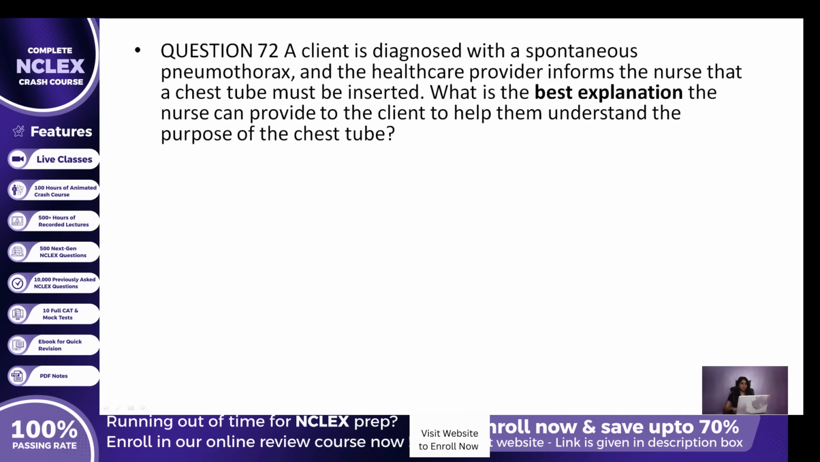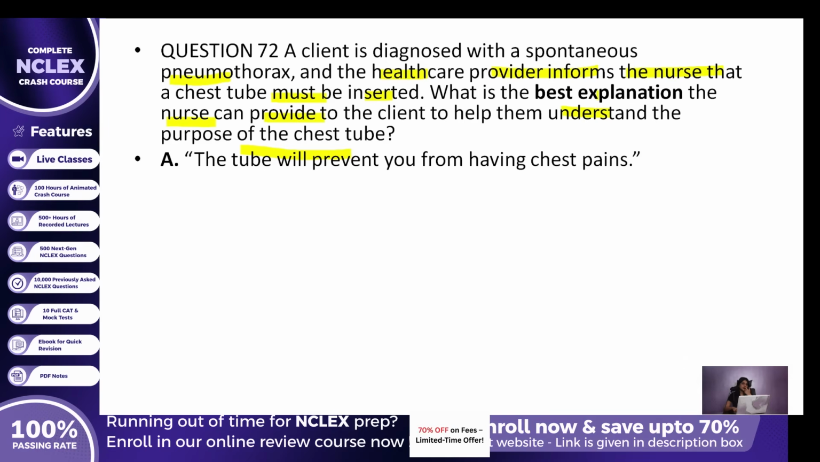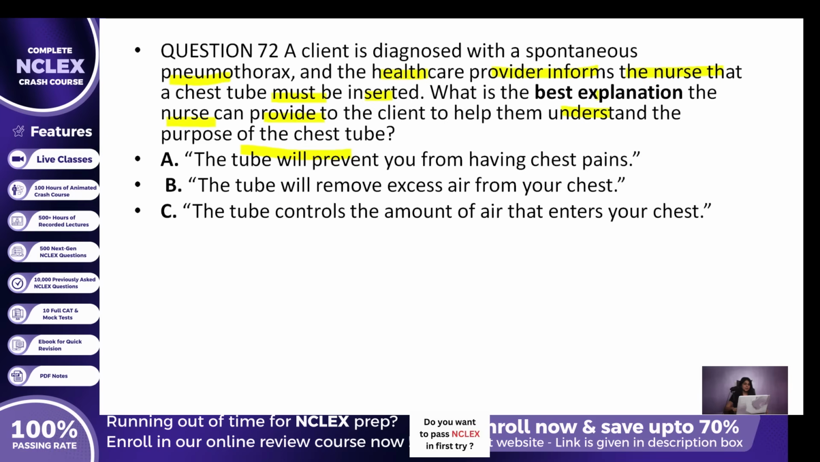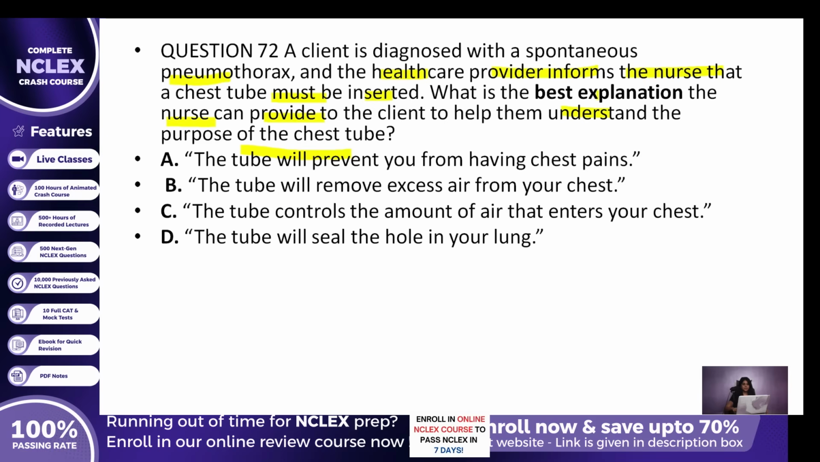Question 72. A client is diagnosed with a spontaneous pneumothorax, and the healthcare provider informs the nurse that a chest tube must be inserted. What is the best explanation the nurse can provide to the client to help them understand the purpose of the chest tube? The options are A. The tube will prevent you from having chest pains. B. The tube will remove excess air from your chest. C. The tube controls the amount of air that enters your chest. D. The tube will seal the hole in your lung.